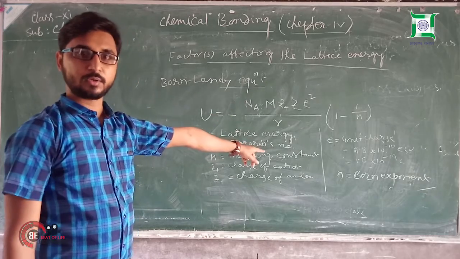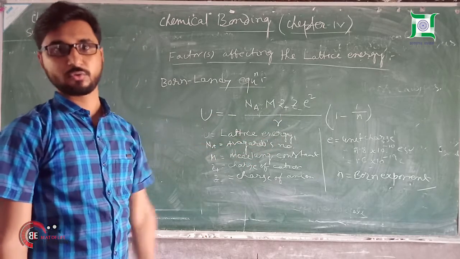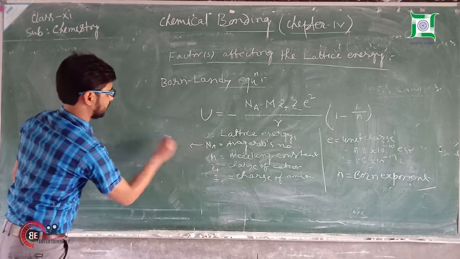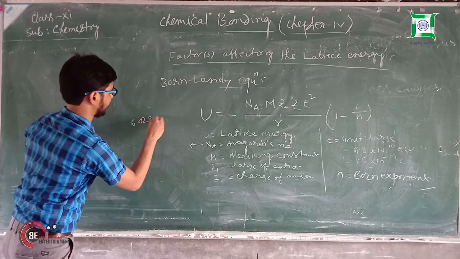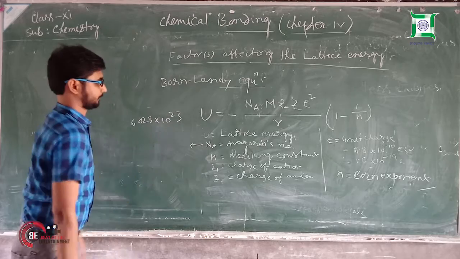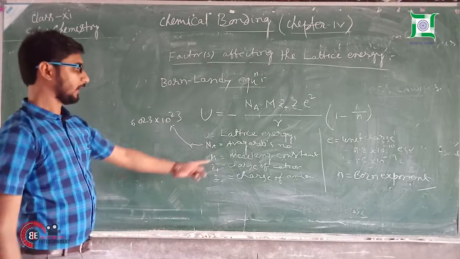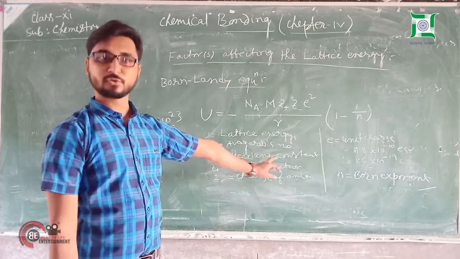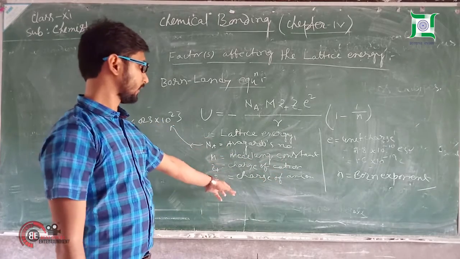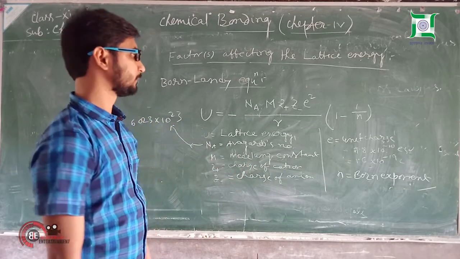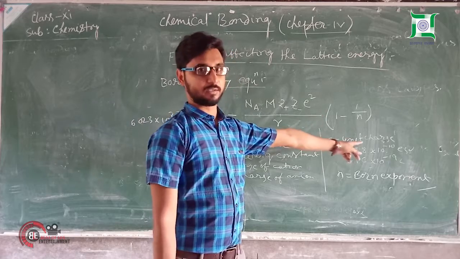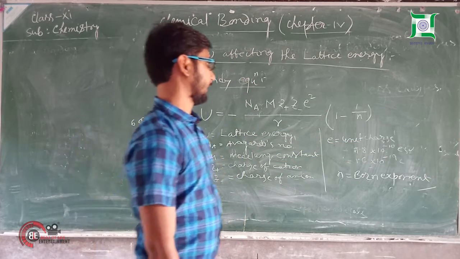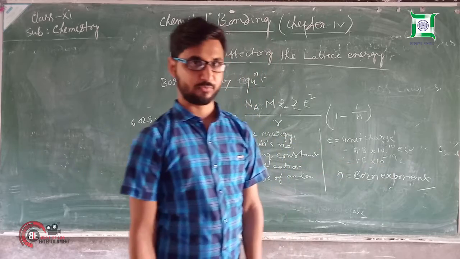So these are the terms involved in the Born-Lande equation, where U is the lattice energy, Na is the Avogadro number, that is equal to 6.023 into 10 power 23, M is the Madelung constant, Z plus is the charge of cation, Z minus is the charge of anion, e is the unit charge, equal to 1.6 into 10 to the power minus 19 coulomb, and n is called the Born exponent.